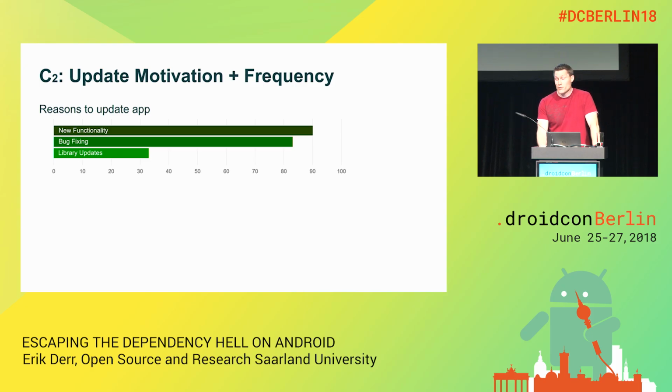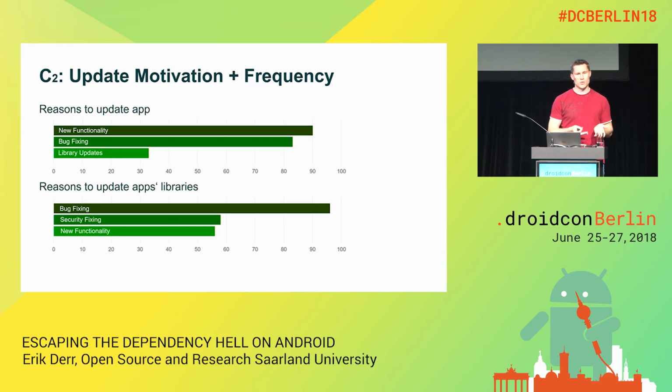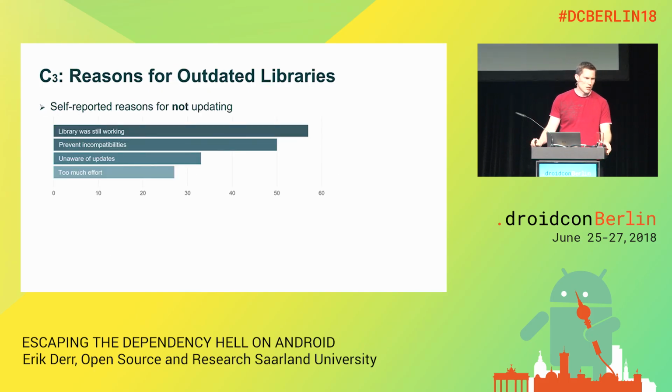Asking about motivation and frequency of updates, we first asked, okay, what are the reasons to update an application? For sure, new functionality, bug fixes, but only a third said they do app updates to update the dependencies. And then being asked about reasons to update the libraries included, almost any developer said bug fixing. Only a few said security fixing, and new functionality isn't relevant for most of them.